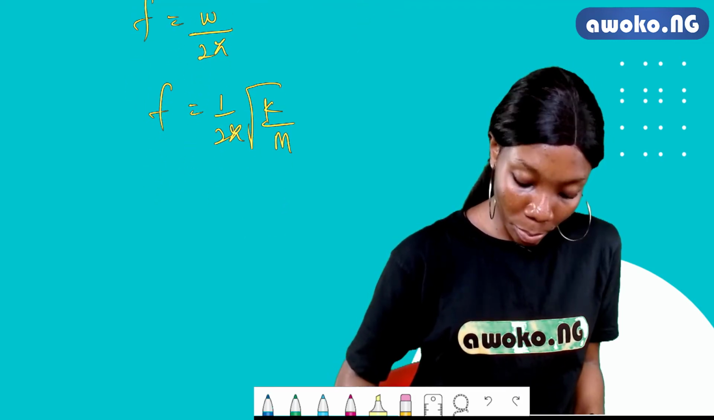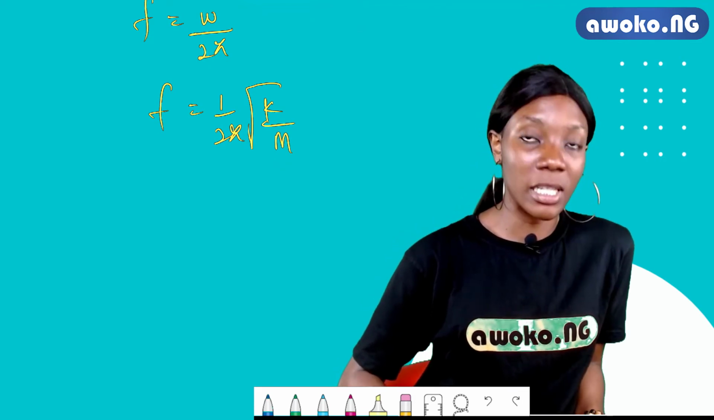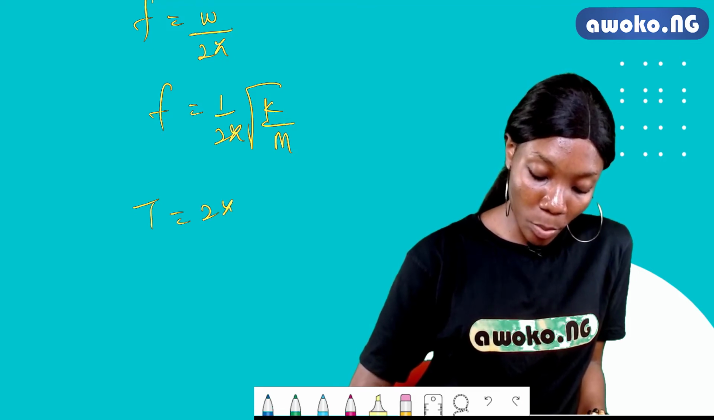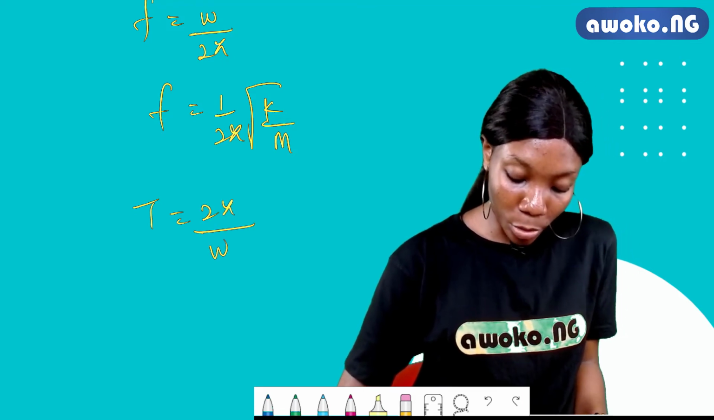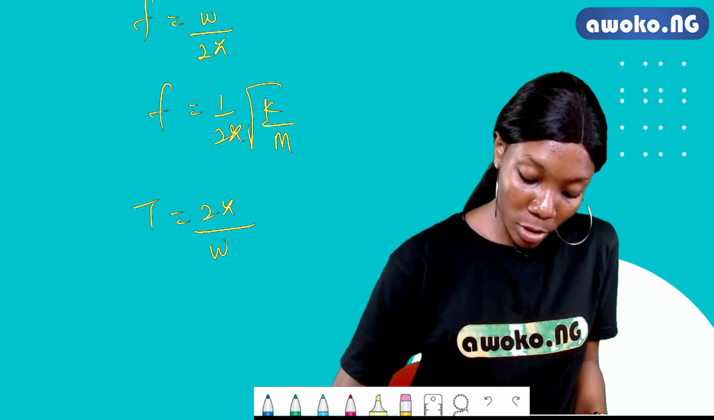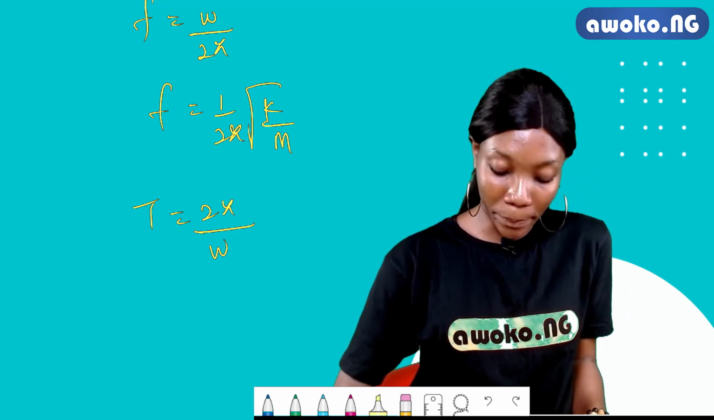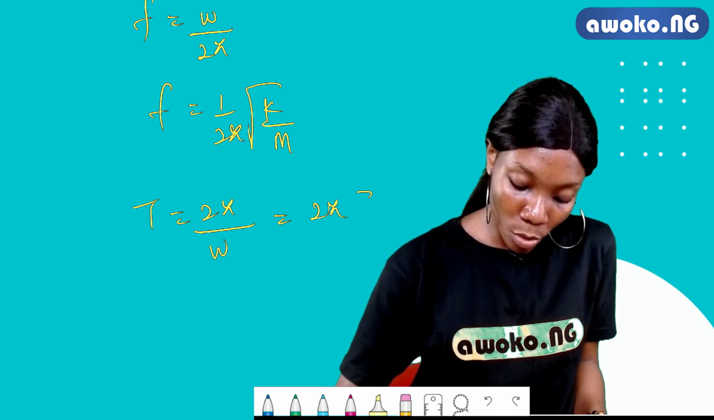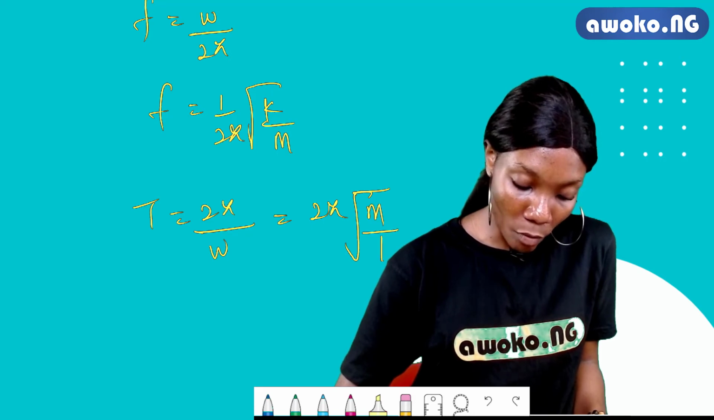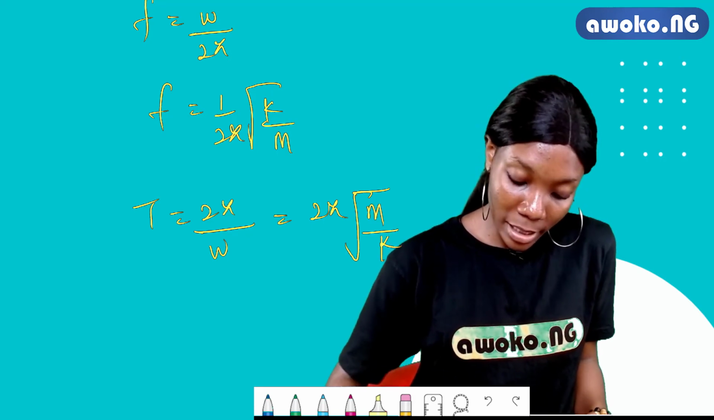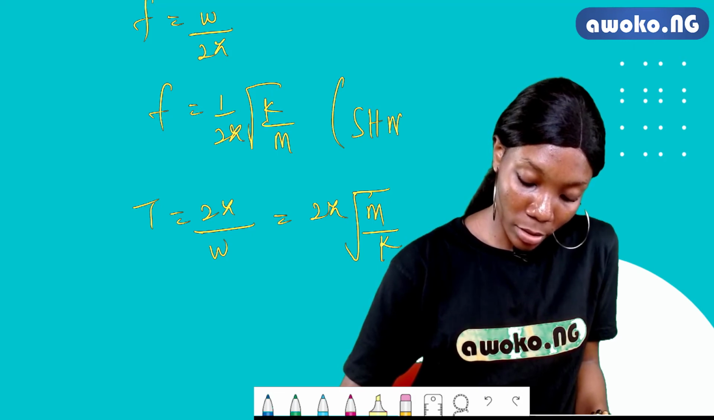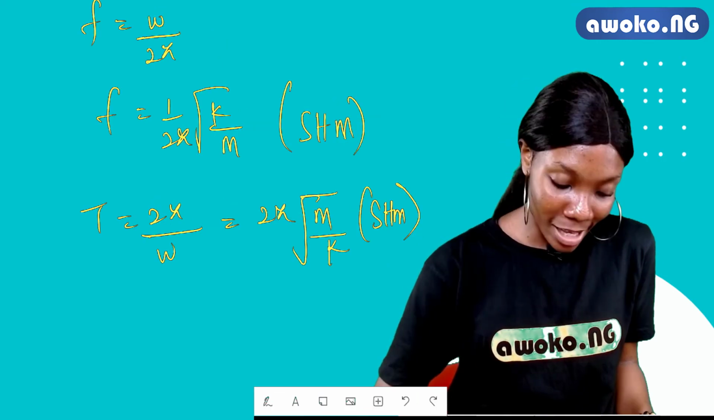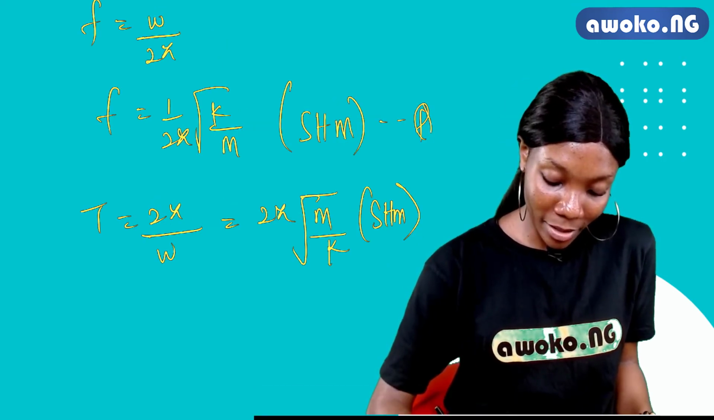Then for period T, you know period T is the inverse of f. So T, which is the inverse of f, becomes 2 pi over w, right? So where you see w, put root k over m. It will be an inverse as well. So you have T equals 2 pi root m over k. And this is the equation for simple harmonic motion too. Let's call this equation G.